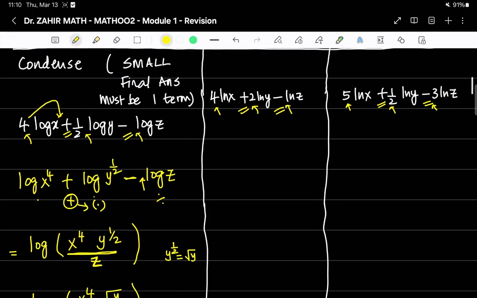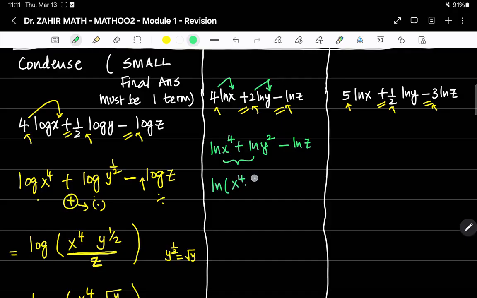Let's go to the next question. Take the coefficients to the top: ln x to the power of 4 plus ln y to the power 2, and nothing for z, so keep it as ln z. The plus means multiply: ln x power 4 y square. The minus means divide. So the answer is ln of x power 4 y square divided by z.